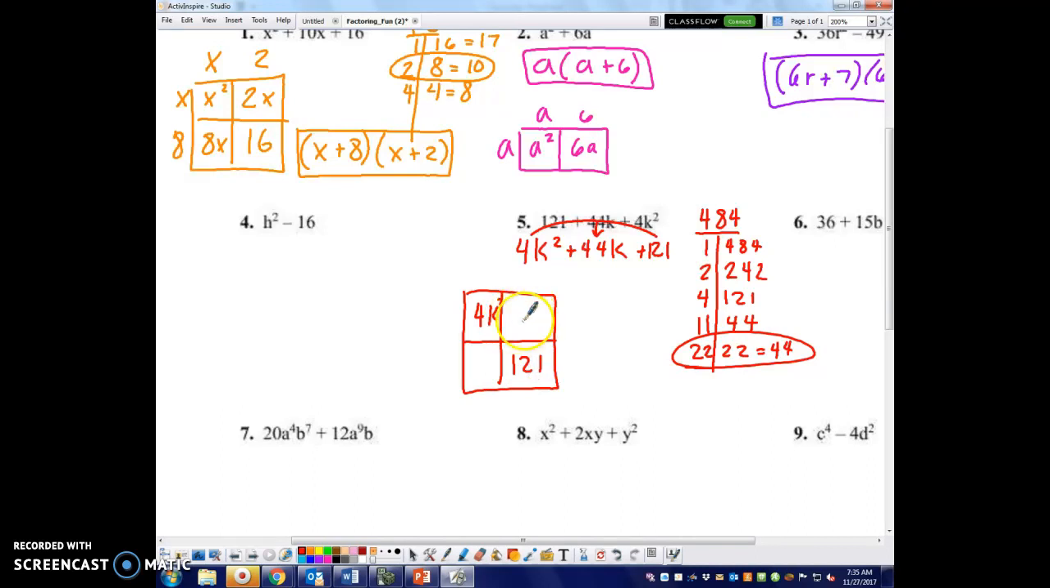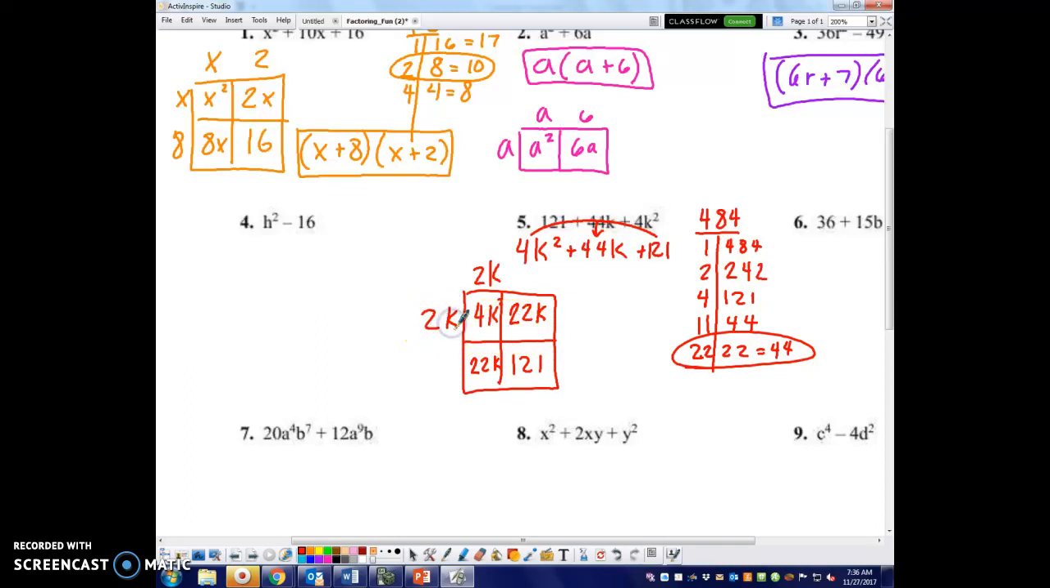What goes into this box? 22k, right? Because of the 22 here. And what goes into this box? 22k. Okay, those two. So, what do these two have in common? They both have a k. What else can they both be divided by? 2. Okay. What about these two? It's the same thing, right?